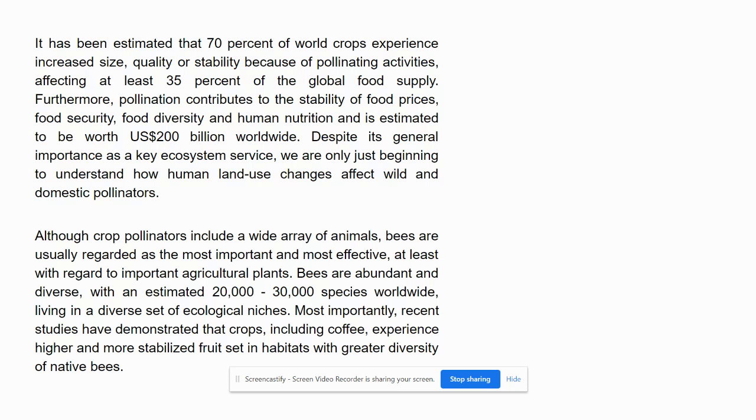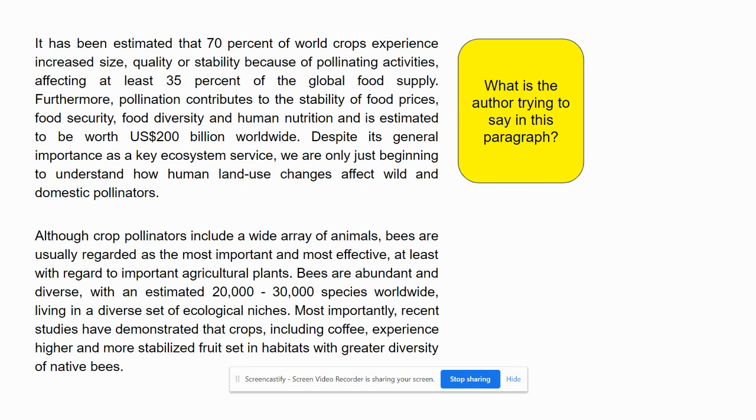This is the first two paragraphs of a text on pollination. I'm going to read the first paragraph. It has been estimated that 70% of world crops experience increased size, quality, or stability because of pollinating activities, affecting at least 35% of the global food supply. Furthermore, pollination contributes to the stability of food prices, food security, food diversity, and human nutrition, and is estimated to be worth $200 billion worldwide. Despite its general importance as a key ecosystem service, we're only just beginning to understand how human land use changes affect wild and domestic pollinators.